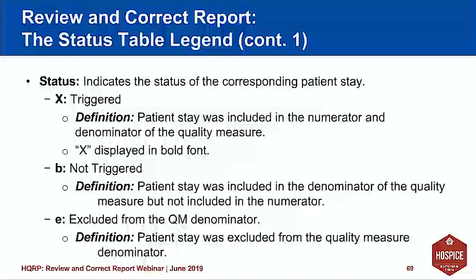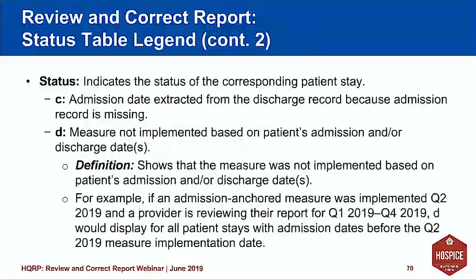Again, going over the legend, X means triggered, means the patient's stay was included in the numerator and the denominator of the quality measure. The X, as I said earlier, is displayed in bold font. V means that it's not triggered. What that means is the patient's stay was included in the denominator of the quality measure, but was not included in the numerator. E means excluded from the quality measure denominator, so the patient's stay was excluded from the denominator.